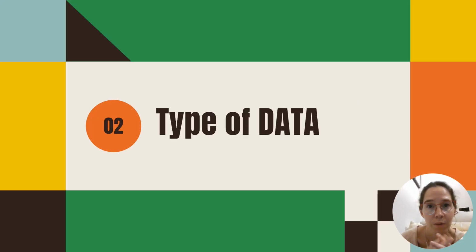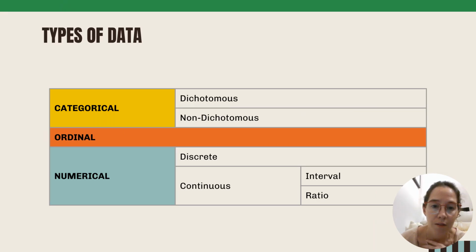Now that we know what a variable is, let's talk about what types of variables or data we can have in our studies. So in this slide, you can see in this chart that we can basically categorize the variables into three types. Categorical variables, which can be subdivided into dichotomous or non-dichotomous variables. Then we have ordinal variables, and finally we have numerical ones.